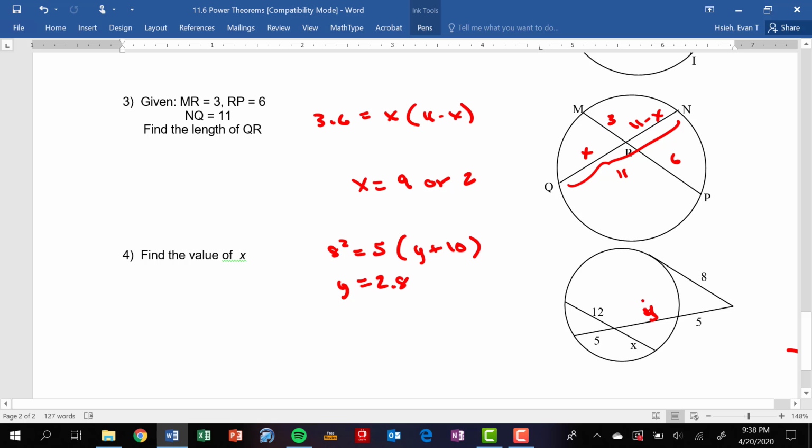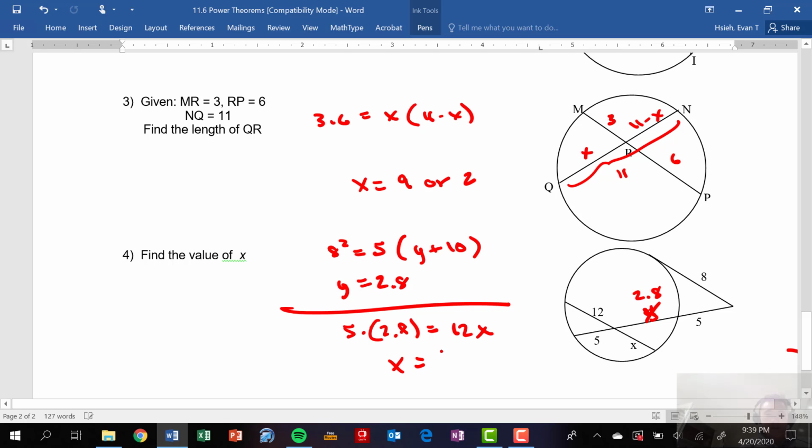And then you end up with a chord. So it ends up being 5 times 2.8 equals 12 times x. I think x ends up being equal to 7.6.